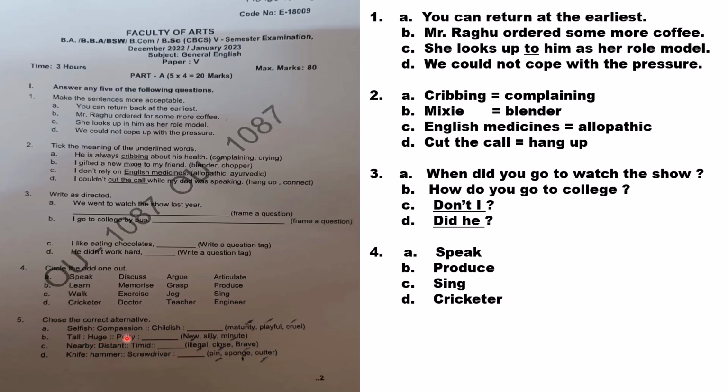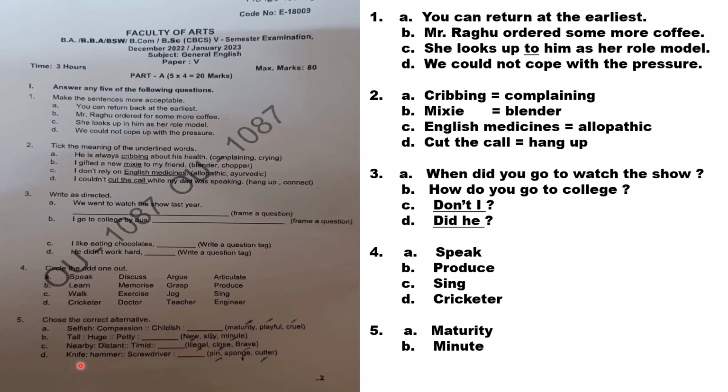Okay, selfish and compassionate is being very kind and having empathy. And childish, what is the opposite of childish here? Maturity. So the answer is maturity. Fifth B, tall, huge, petty. So tall and huge are bigger, petty is smaller. So what is the answer here?